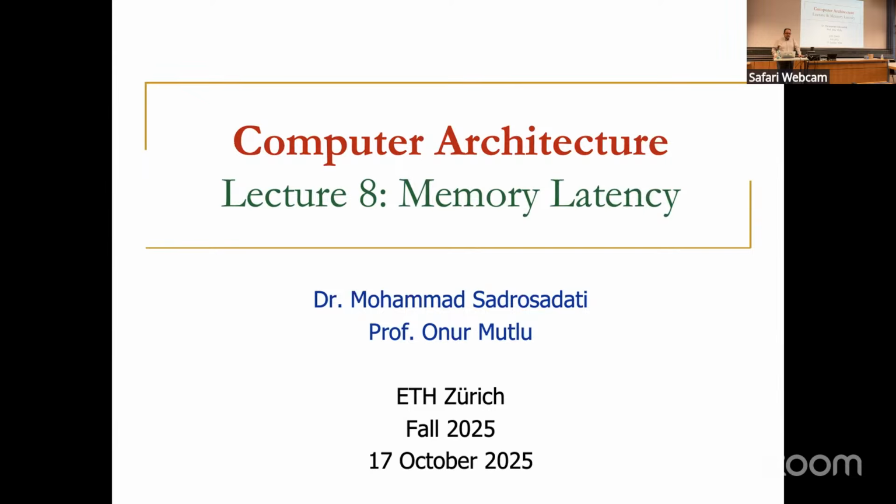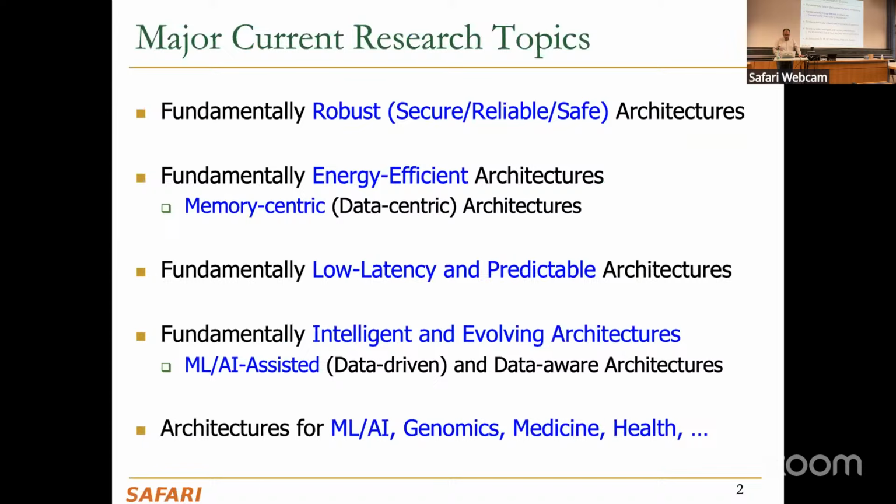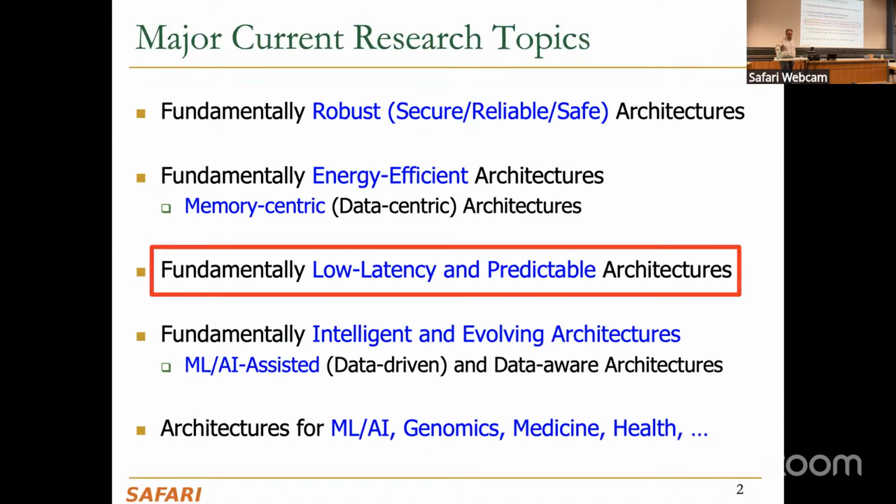So at some point, we really need to also change, maybe not completely, focusing on only latency hiding, but essentially reducing latency also should be one of the core objectives in our system. So probably doing that together with parallelism, we can get to much better systems. Okay, so remember these 5 major research topics that we have in our group in SAFARI, and fundamentally low latency and predictable architecture is actually one of the important ones.